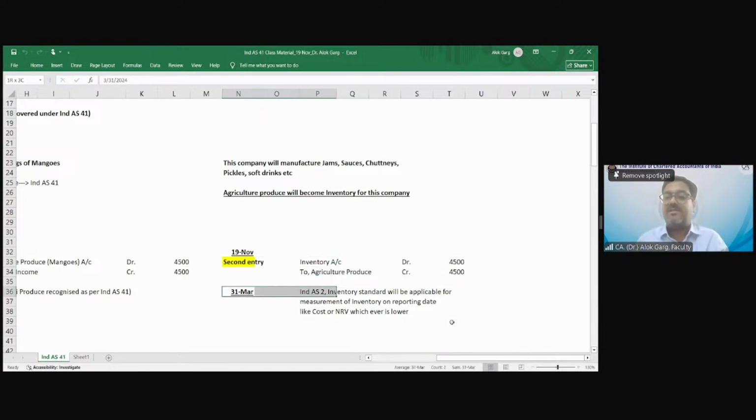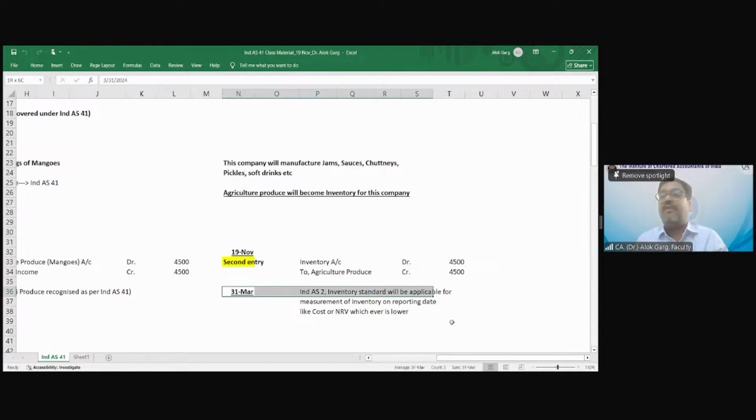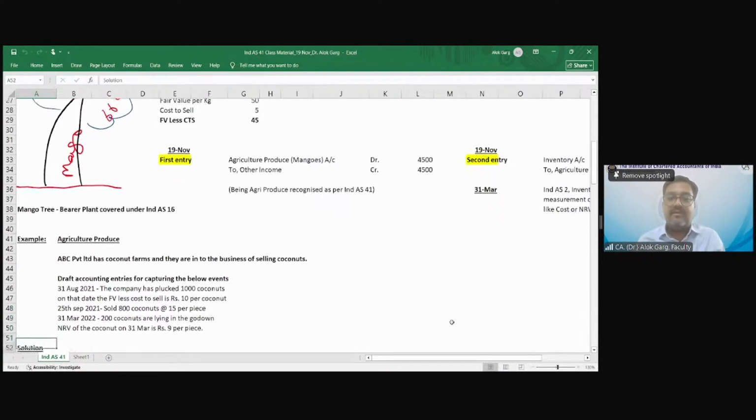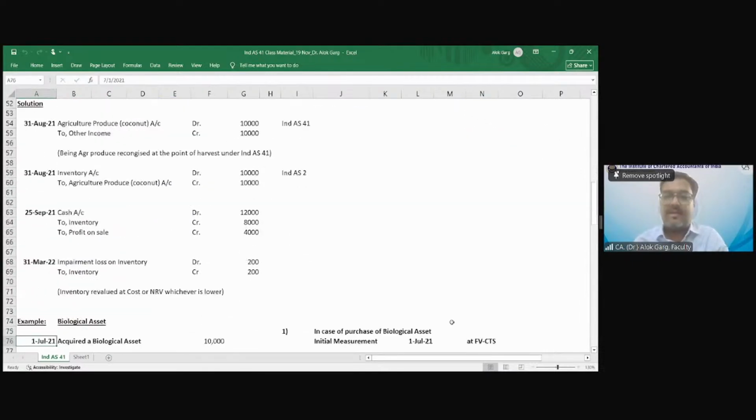On 31st March, Ind AS 2 will be applicable. So you have to apply the cost or NRV, whichever is lower, and this is the subsequent measurement of this agriculture produce. It is not as per Ind AS 41, it is as per Ind AS 2, the inventory standard. Is this clear, friends? Yes, sir.